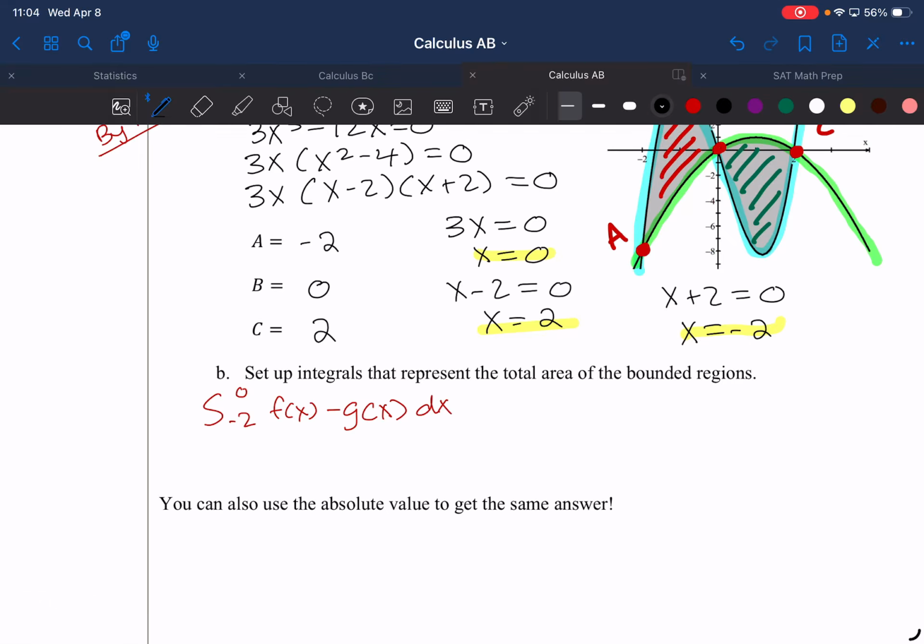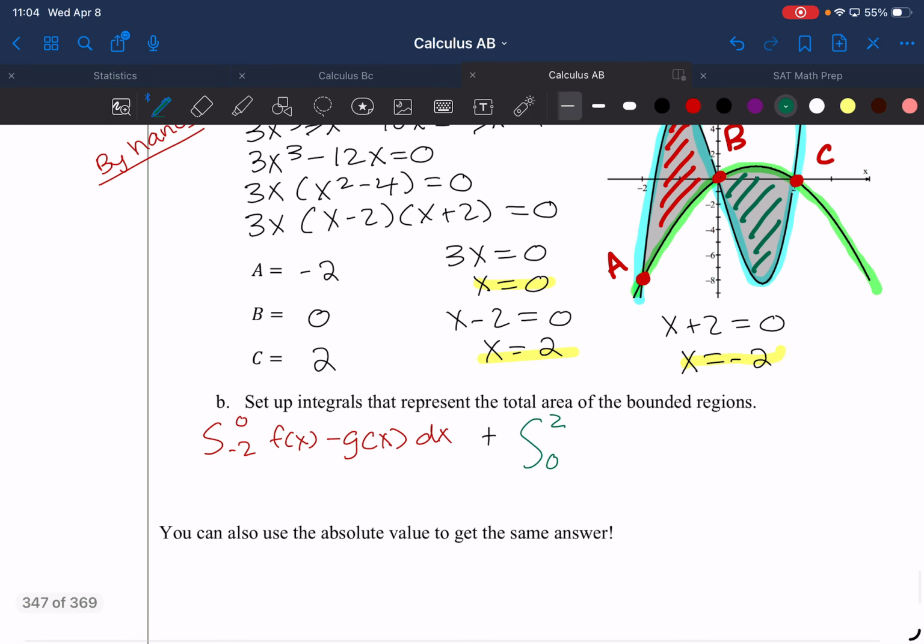Now I'm going to add another integral, but instead of doing from a to b, I'm going to look at b to c. So b to c would be 0 to 2. And now I'm still doing top minus bottom, but now my top function is the top of the green parabola, so that's g of x. So I'm going to do g of x minus f of x dx.